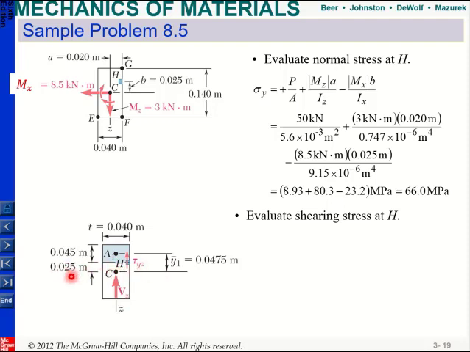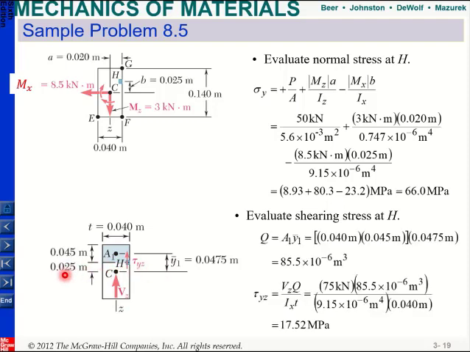Okay, so this is important. First of all, you can find your Q, which is the area above H, times the distance from the centroid of that area to your neutral axis, which is C. Area is 0.04 times 0.045. And if you calculate the distance from C to its centroid, you will get this information. So this is your Q.